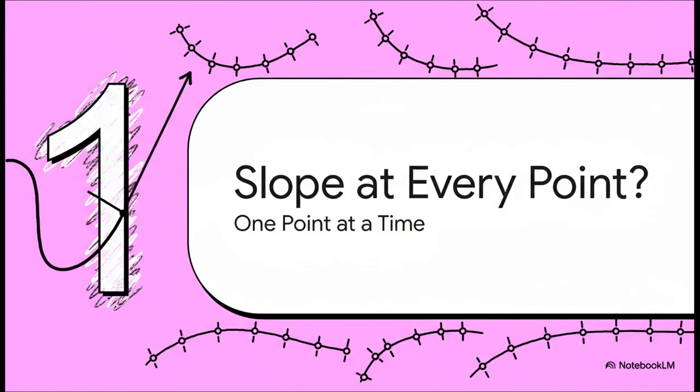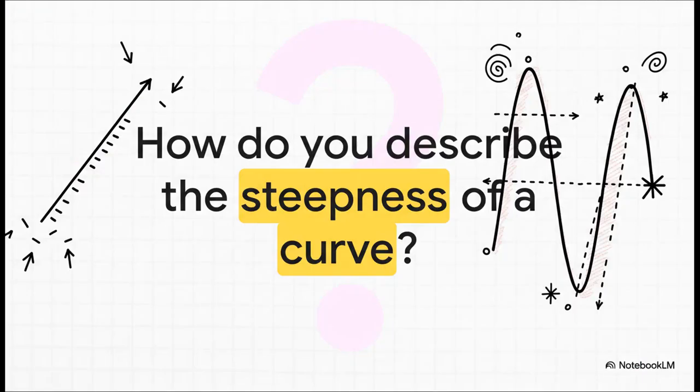Okay, so we've got the machinery, right? We can pinpoint any single spot on a curve and figure out the slope of the tangent line right there. But what if that's not enough? What if we want the big picture? I mean, how do we understand the steepness of the entire curve, everywhere, all at the same time? Think about it. For a straight line, it's a piece of cake. The slope is the slope. It never changes.